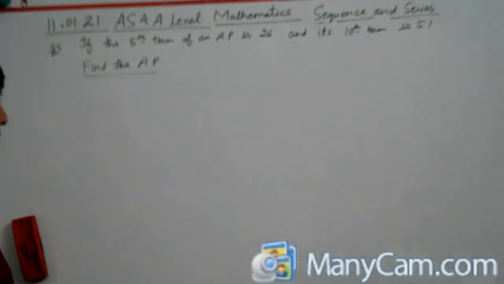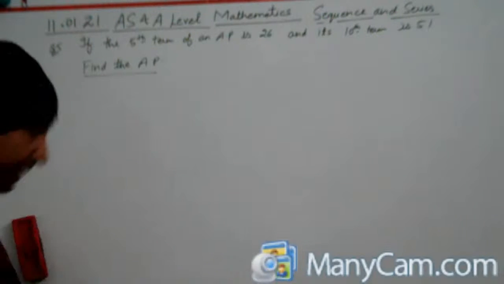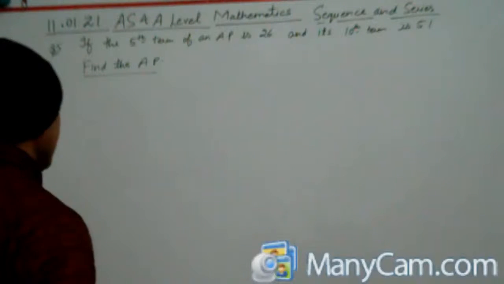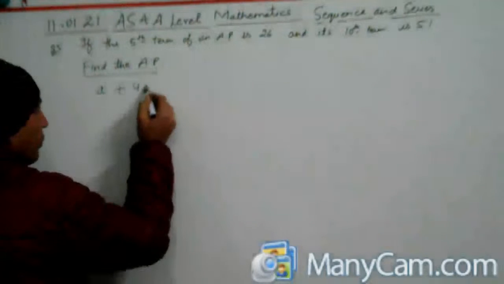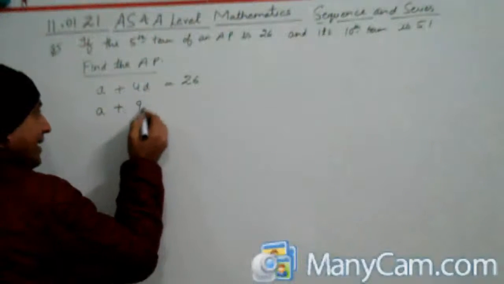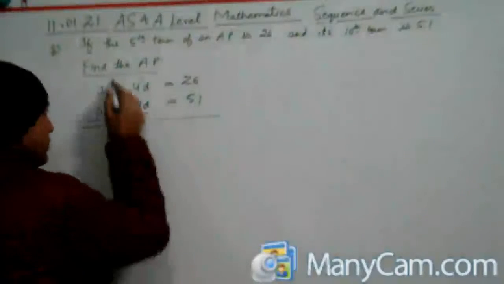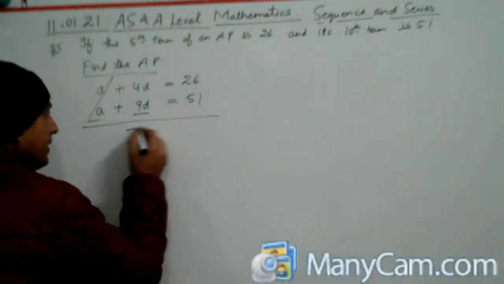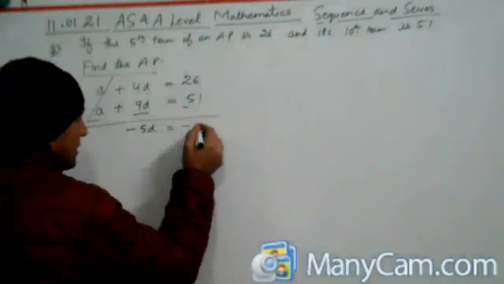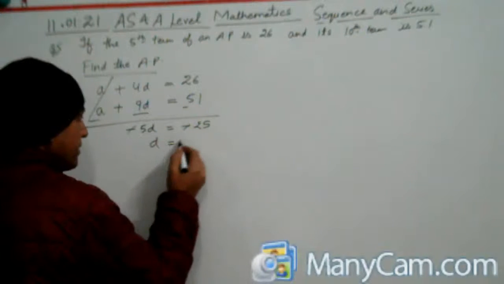So here the 5th term is given and the 10th term is given. So we have the fifth term, that is a plus 4d, which is 26. And the 10th term, that is a plus 9d, which is 51. So eliminate one from another. When we eliminate, a and a get cancelled, minus 5d is equal to minus, so here we have 51 minus 26, that is 25. So d, the common difference, is 5.